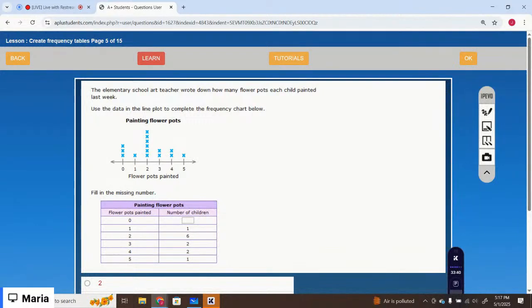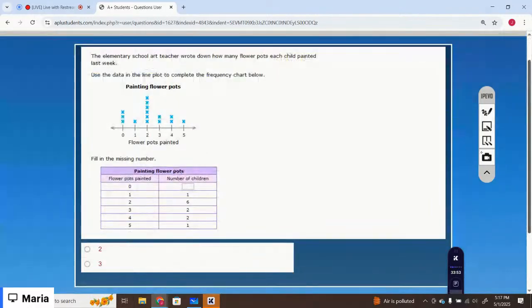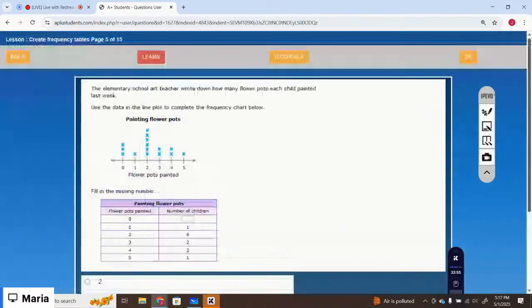The elementary school art teacher wrote down how many flower pots each child painted last week. Fill in the missing number. You need to find out the frequency for zero. So that is 1, 2, 3. So the correct option is 3. Option number 2 is the correct option.